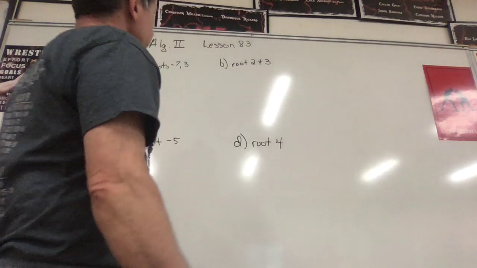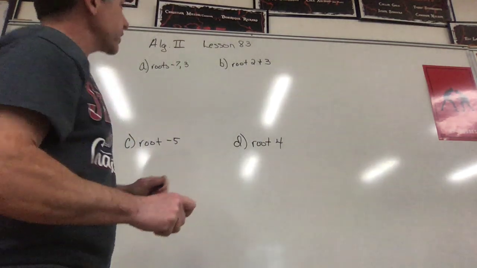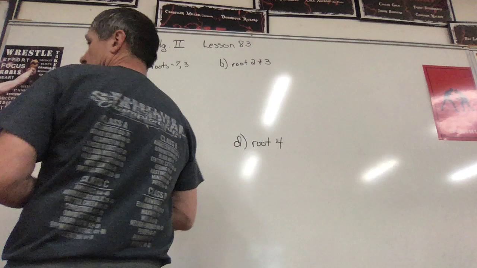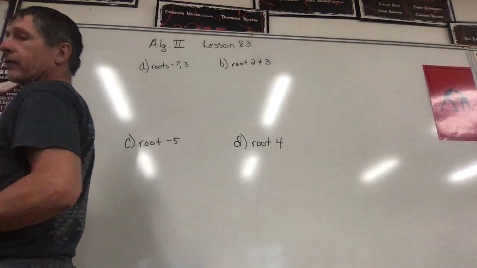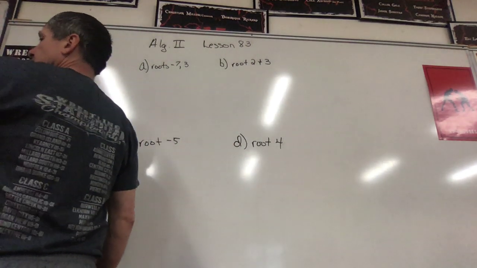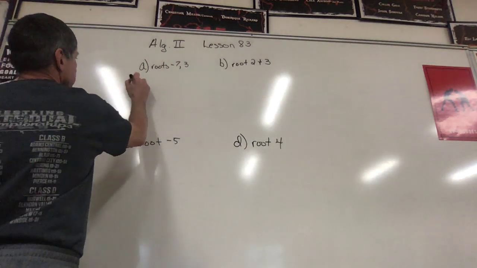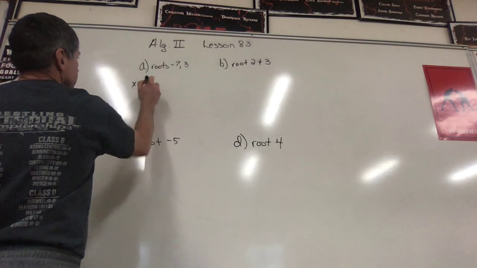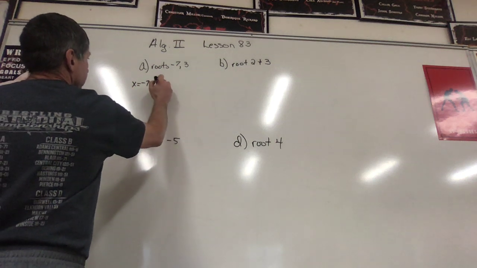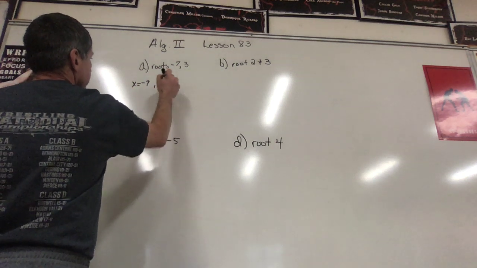Now we're on to lesson 83. I'm going to do the first 4 examples for you. Lesson 83, page 589, says that I'm supposed to write a quadratic equation that has these 2 roots. Well, if those are roots, that's where it crosses the x-axis, so I'm going to put x equal to that, and I'm going to put x equal to 3.